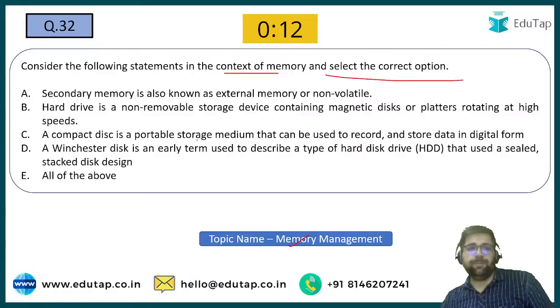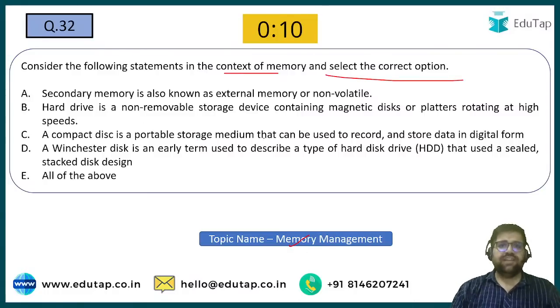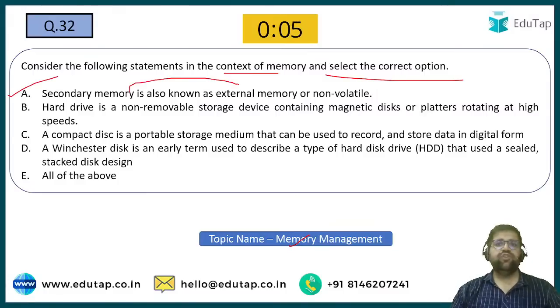Question number 32. Secondary memory is also known as external and non-volatile. This is correct because secondary memory is something which you will add to the computer. Hard drive is a non-removable storage device containing magnetic strips. A compact disc. Compact disc is nothing, this is your CD.